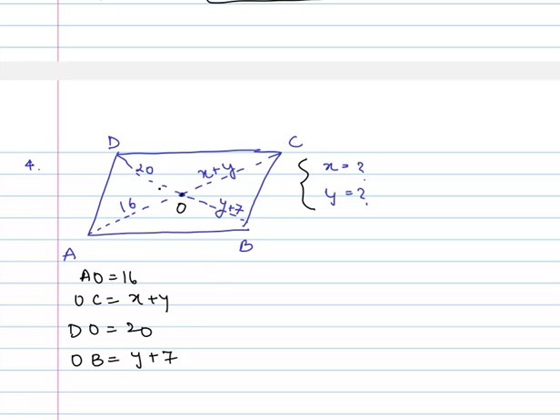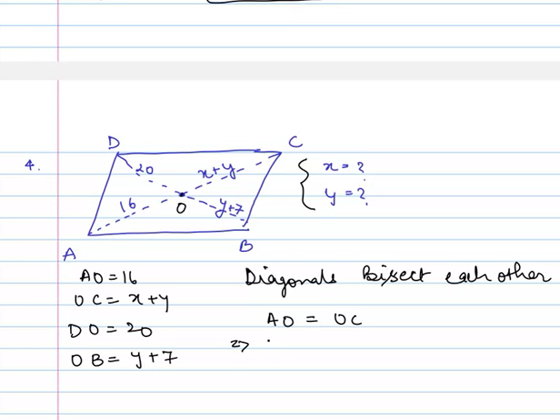So in a parallelogram, we again know that diagonals bisect each other. Diagonals bisect each other. Now with this property we can simply say that AO will be equal to OC. This implies we will put down the values of AO and OC in this equation.